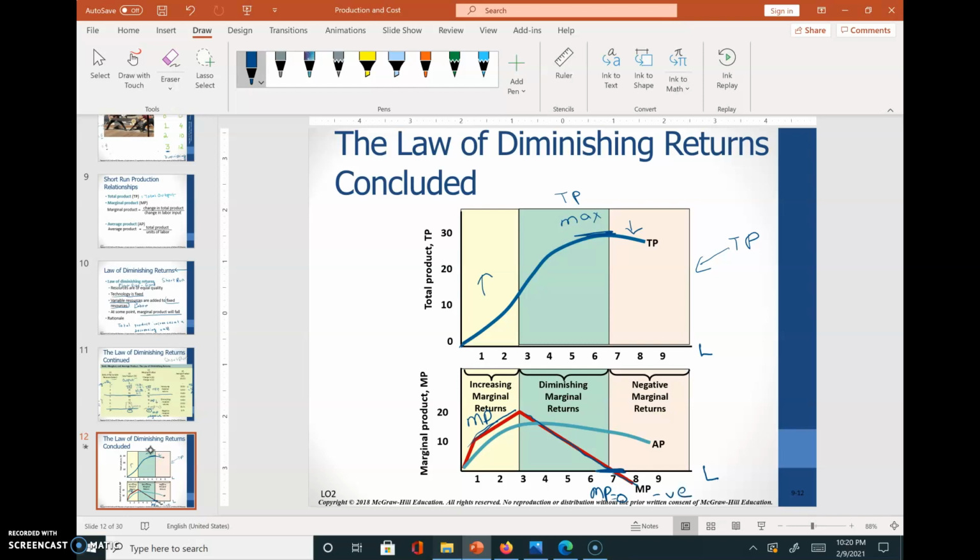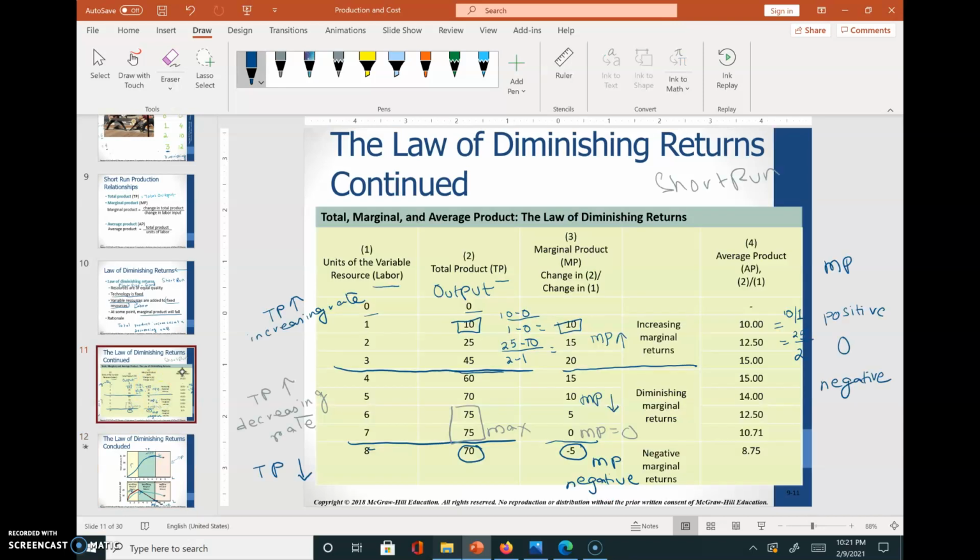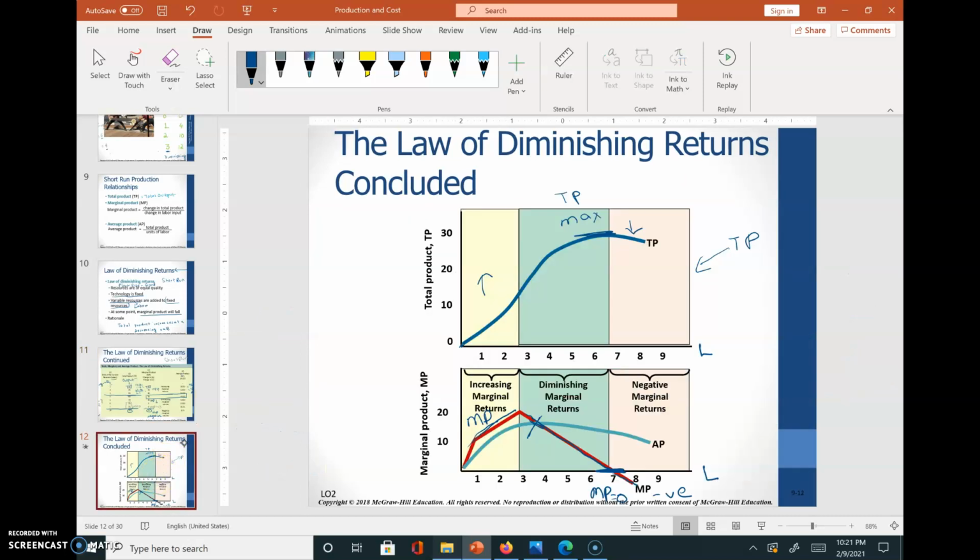The last thing to note here is, looks like marginal product is cutting the average product at some point. So coming back here, this marginal product is cutting the average product here, where the average product is at its maximum value. Let me just write it down here. Marginal product is equal to average product when this average product is at its max value.